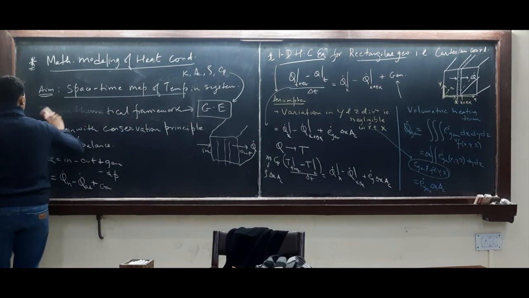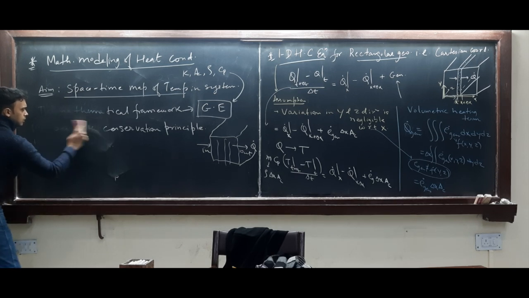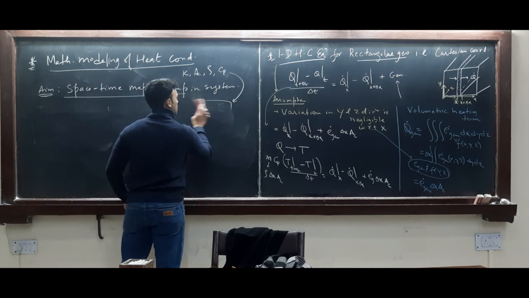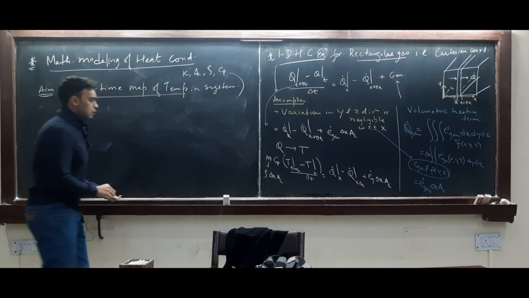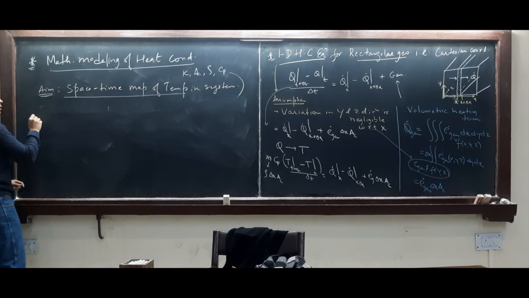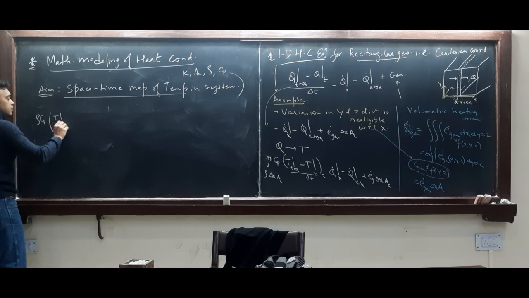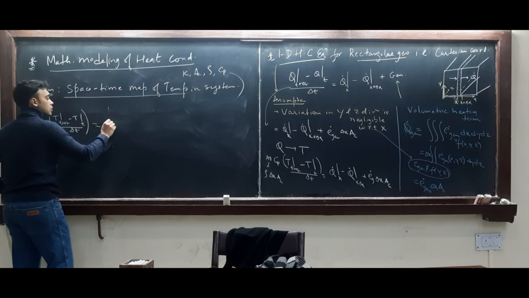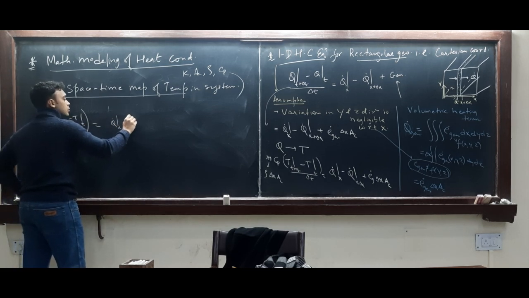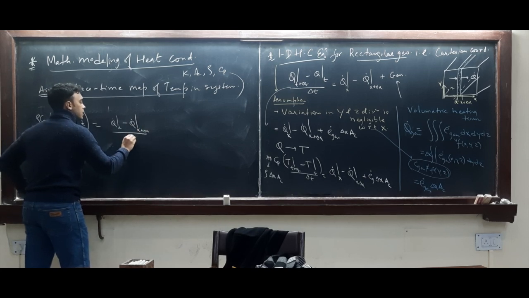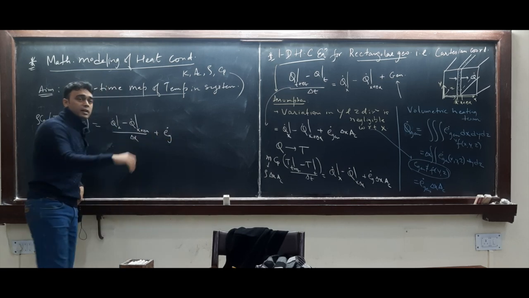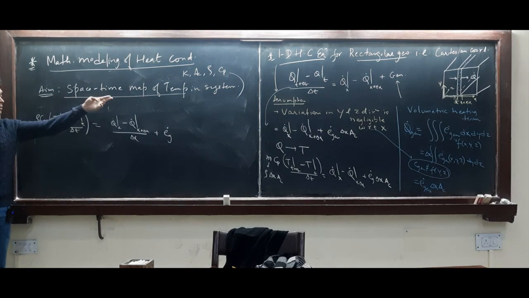I'll keep our A here. So I'll get rho C_p, T at time t plus delta t minus T at time t, over delta t, is equal to Q dot x minus Q dot x plus delta x, divided by delta x, plus E gen dot. That's it, we have divided by A delta x. Now again our aim is to get temperature.